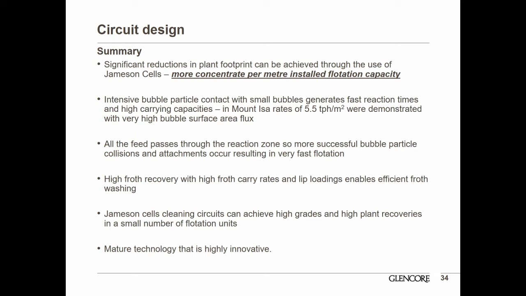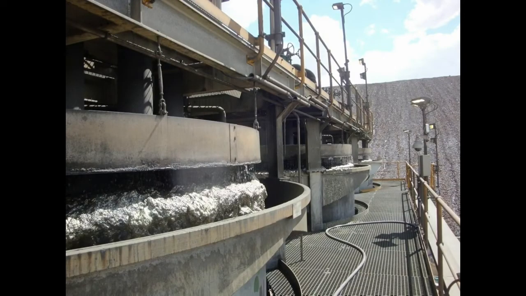So Jameson cell cleaning circuits can achieve high grades and high plant recoveries in a small number of flotation units, saving you CapEx and OpEx. The technology is very innovative and very mature, with over 350 installed units worldwide. So now that I've told you about the Jameson cell, you can hear the story from the operators as we cross live to see the cells in operation in Mount Isa.